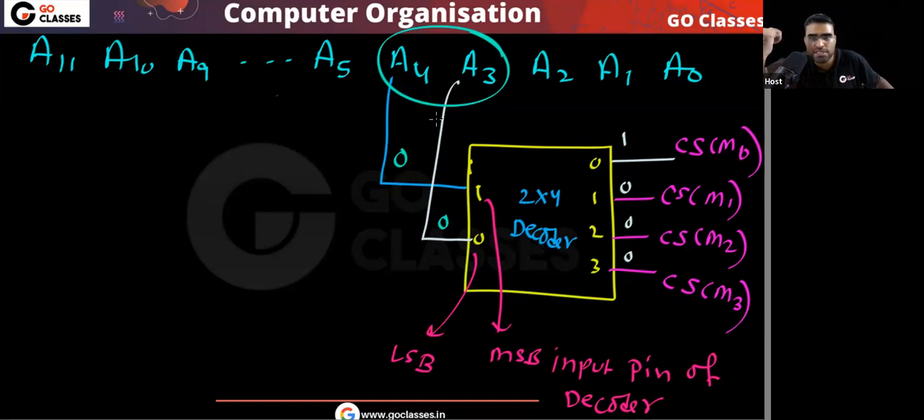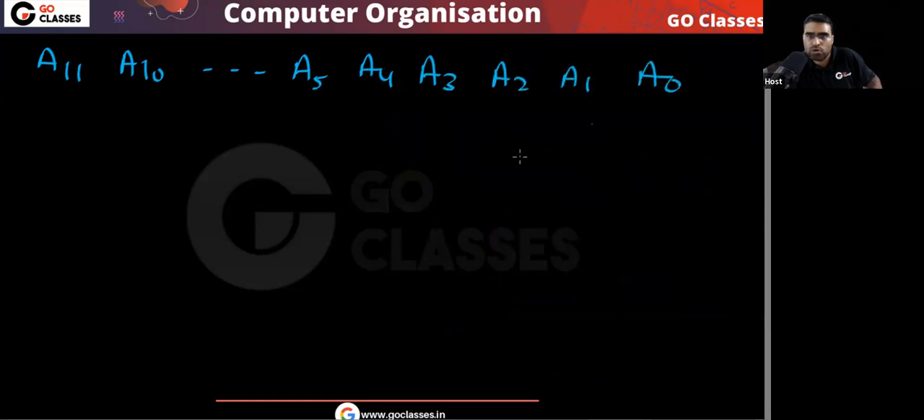If I give A4 equal to 0, A3 equal to 0, then in this decoder you can easily see this output will be 1, the remaining outputs will be 0. Remember, chip select is active high, which means it is active when it is high. So you can see this is high, so I can say this memory module will be activated. So M0 will be selected. Finally, this is the point: A11, A10, and so on, A5, A4, A3, A2, A1, A0.